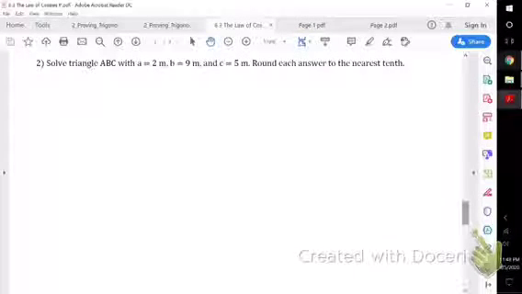6.3, Part 2, Case 4, Example 2 says to solve triangle ABC with side a equals 2, side b equals 9, side c equals 5, and round each answer to the nearest tenth. Alright, so we're going to solve that triangle, so let's set up our answer box.